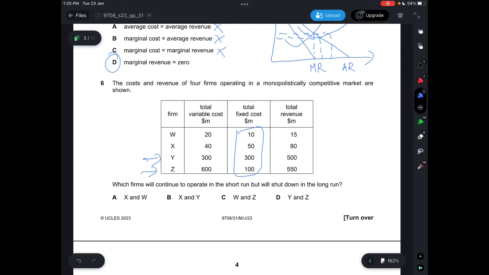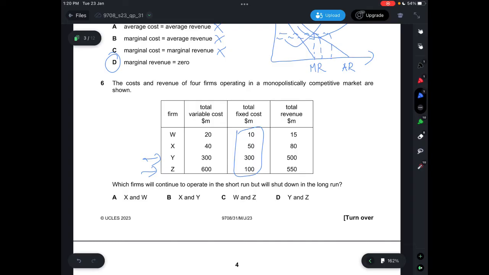In this case, your fixed cost is at 300 and your variable cost is also at 300. So in the future, you could control your variable cost, but then your fixed cost is also relatively high and your revenue is only at 500. So in this case, Y would shut down in the long run because the variable cost is high and the fixed cost is also high. Okay, whereas in this case, both of them are the same.